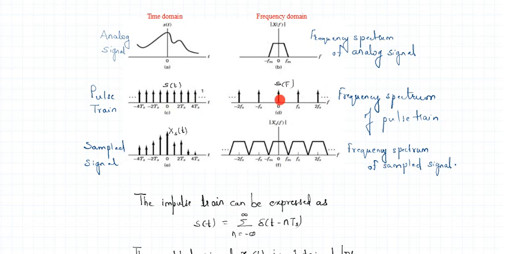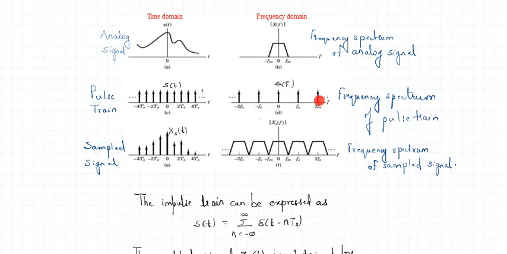The reciprocal of Ts is Fs, and that's why we get impulses which are repeating after every Fs. So this is the first impulse at 0. This is the second impulse which is appearing at Fs. This is the third impulse which appears at 2 Fs. Next will be the impulse which will appear at 3 Fs. So this is the characteristic of the frequency spectrum of your impulse train.